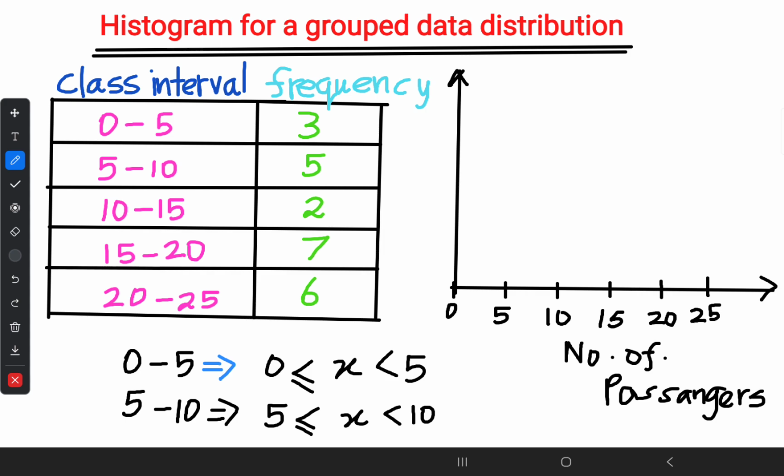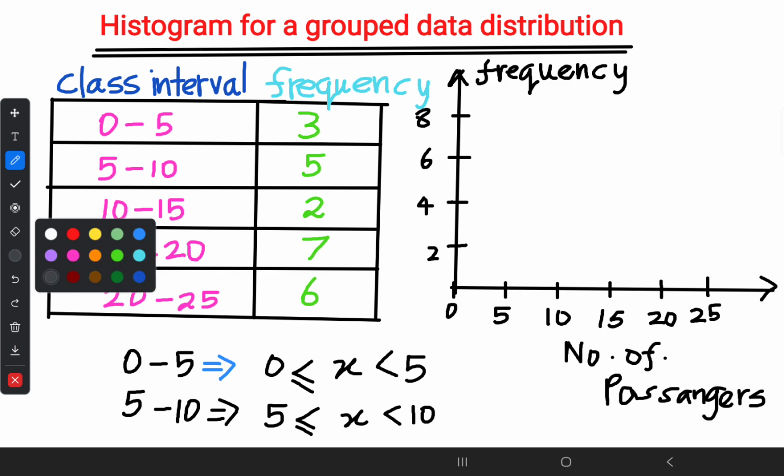So on the vertical axis we are going to plot our frequency. I will mark them like this: 2, 4, 6, 8. You have much space, so you can keep 1, 2, 3, 4, 5 like this. To make my job easier, I made 2 a single unit. So on this axis, you have to denote frequency. Before starting to plot your histogram, do this groundwork properly. Just mark the axes properly and name them. Then start to draw the construction.